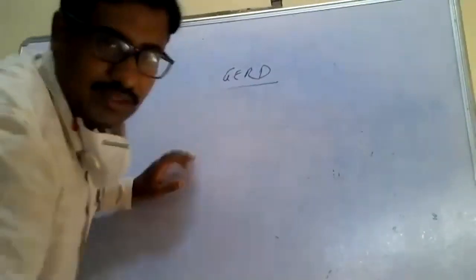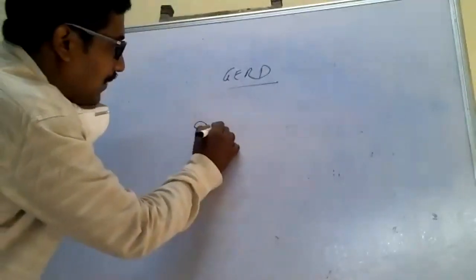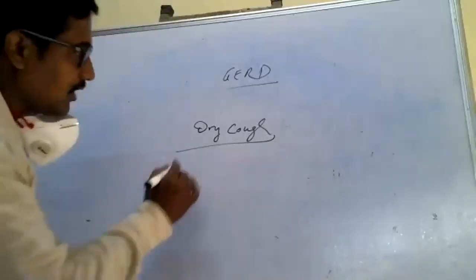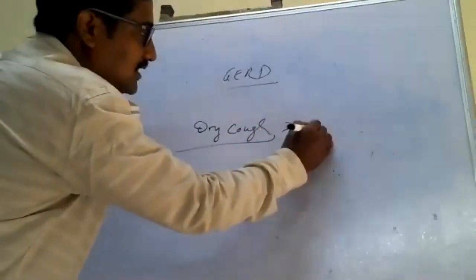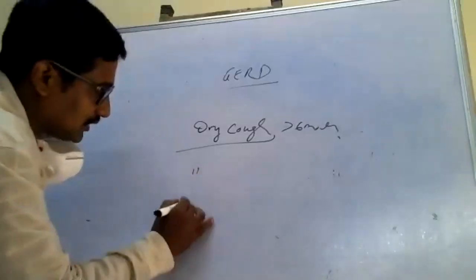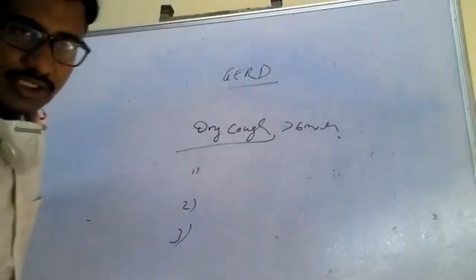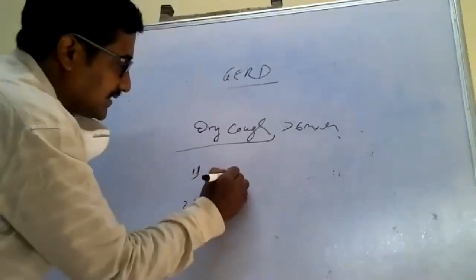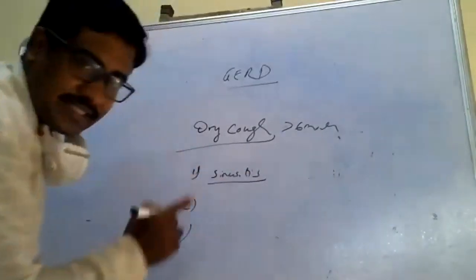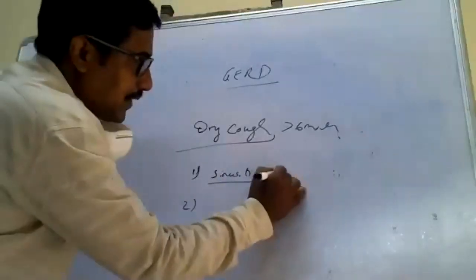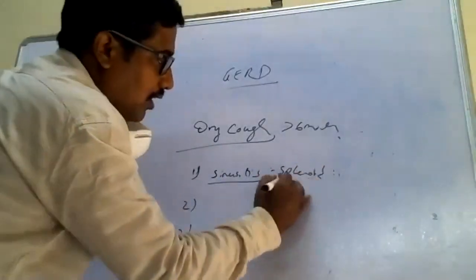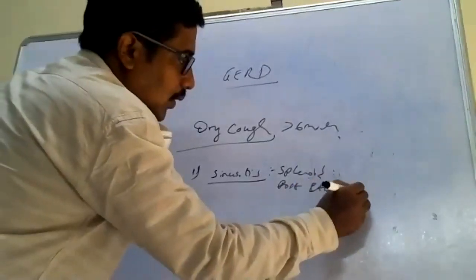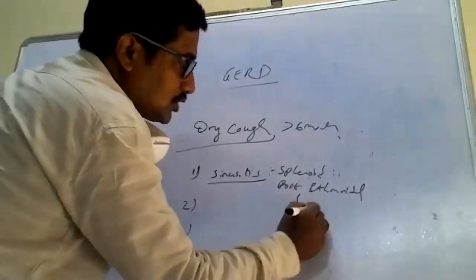One thing I want to say: if the patient complains of dry cough, continuous dry cough for a long period, for more than 6 months, you have to exclude 3 things. These are the gunshot answers. What are the 3 things? The first thing is sinusitis. In sinusitis, sphenoid sinusitis or posterior ethmoidal sinusitis will cause postnasal drip.